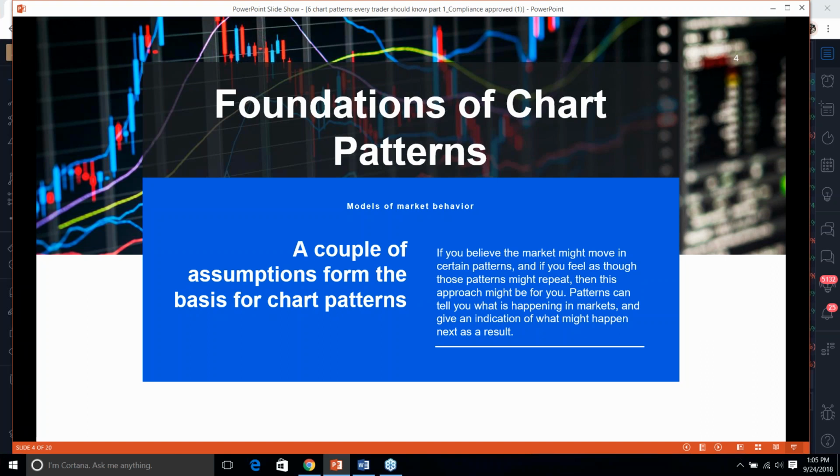So real quick, again, just as a review, a couple of assumptions as we discussed last time form the foundations of trading with chart patterns. If you believe that the market moves in certain patterns, and if we think of markets at a high conceptual level, they are fundamentally collections of people coming together to figure out the price of an asset or a market. So if you believe that those types of things can move in patterns and that those patterns may be able to be repeated, then this approach might be for you.